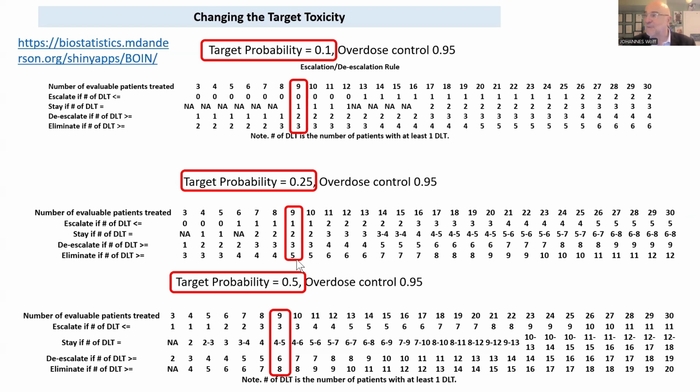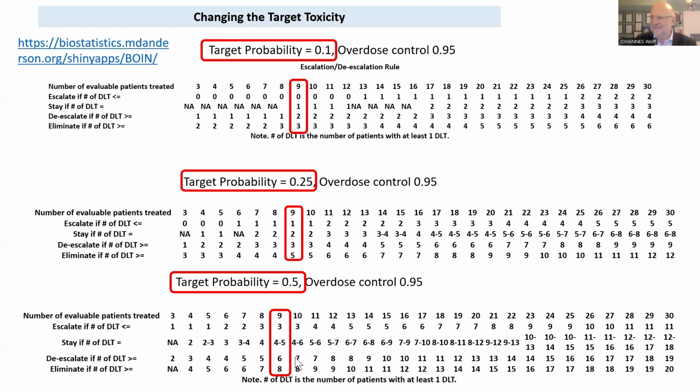If there are 5 patients with DLTs, then you eliminate the dose level. And if you enter a target toxicity probability of 0.5, you allow half of the patients to have dose-limiting toxicities, then 3 patients will still allow you to escalate, and only 6 patients get you to de-escalate.